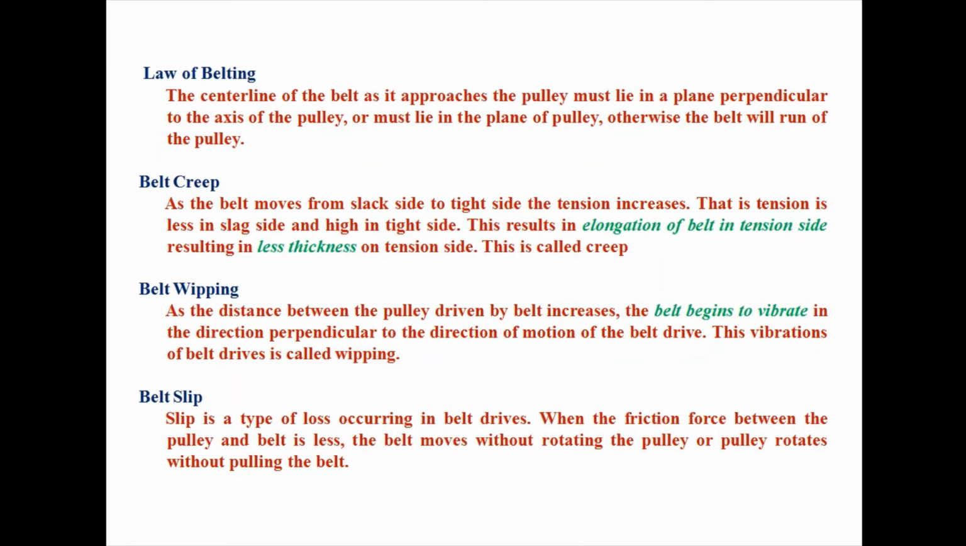Next one, belt whipping. If the distance between two pulleys increases, the belt automatically vibrates. So it is called as belt whipping. Belt slip. So belt slip is one of the losses in the belt drive. So the friction between the pulley and belt reduces. The belt moves without rotating the pulley, or pulley rotates without pulling the belt. So these are the important parameters in the belt drive.